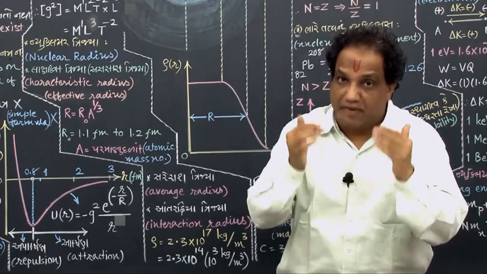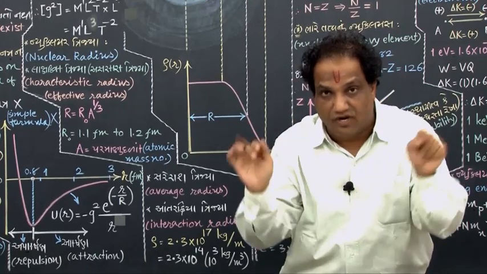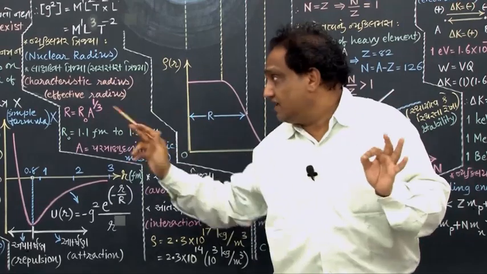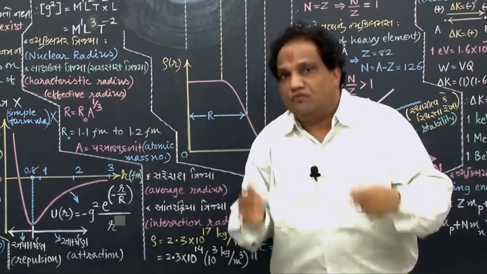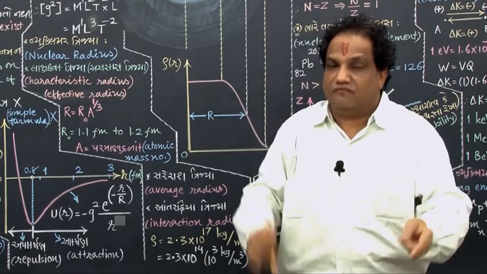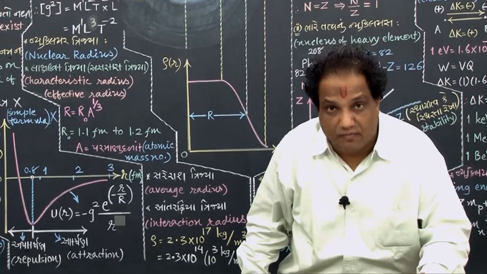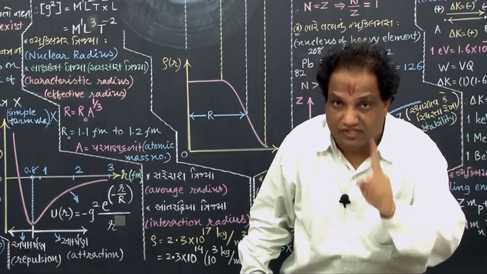Throughout, by following the practical observations, we have just set mathematically that formula of characteristic radius of nucleus. This average radius, or effective radius, or characteristic radius, how do we determine? We determine using one formula which is called empirical formula. And that empirical formula is derived on the basis of experimental observations.